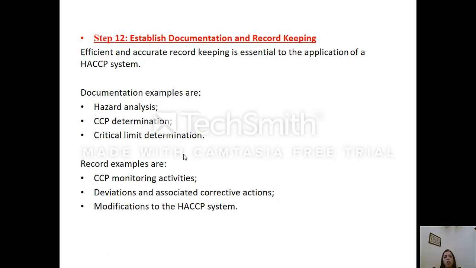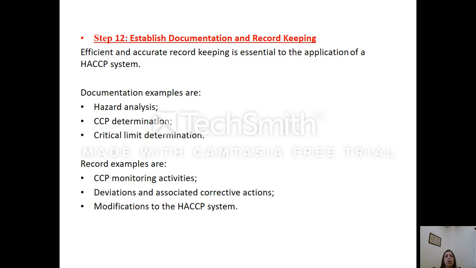Documentation and record keeping: we should keep records for everything. So documentation of the hazard analysis, the procedures, the processes, the CCPs determination, the critical limit determination, and records. If we have any kind of deviation, we need to keep them. Some clients try to work on this point in order to benefit from a certain discount.